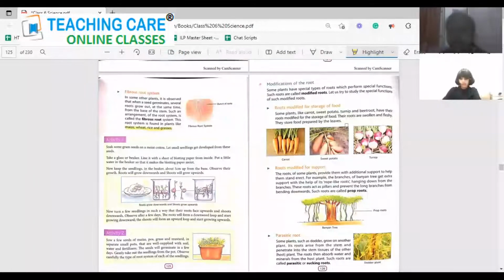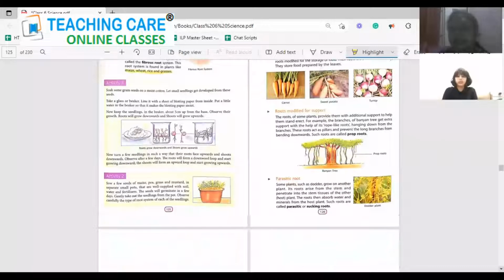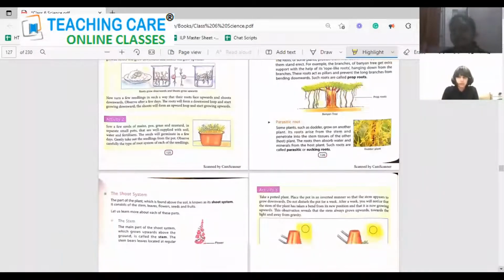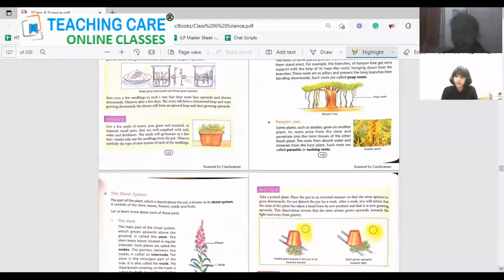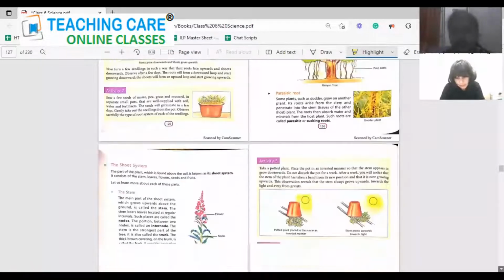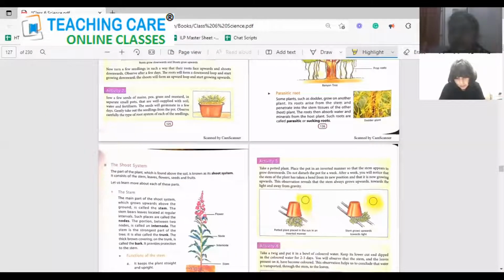The next thing we'll be seeing is the parasitic roots. Parasitic roots arise from the stem and penetrate into the stem tissue of another plant. They take the nutrients from the other plant, the host plant. You got it? In a simple way, these are called sucking roots. Got it?